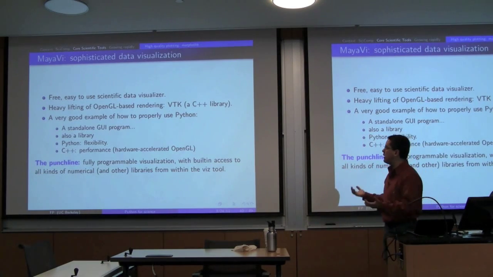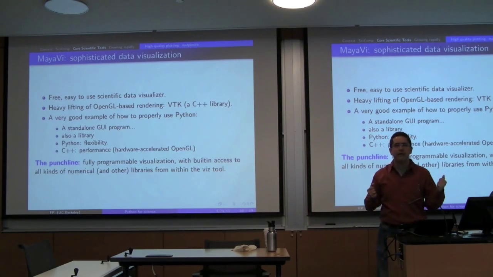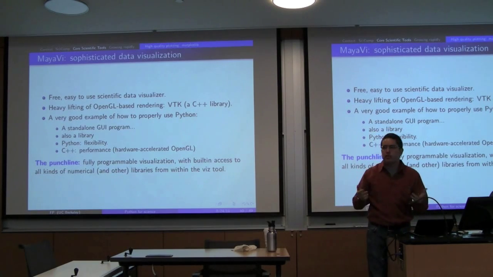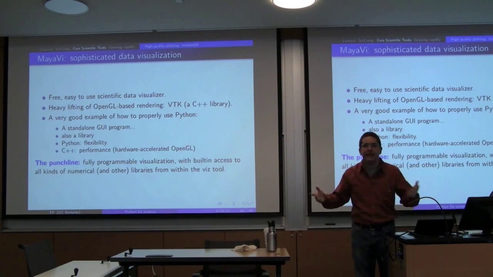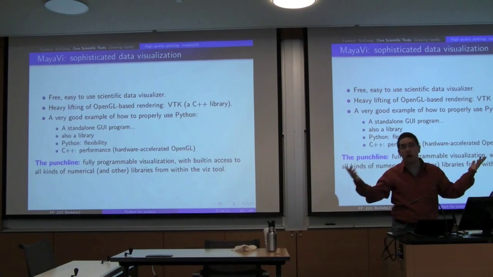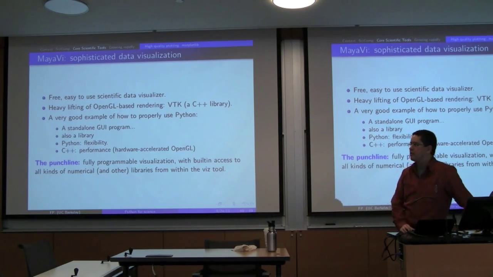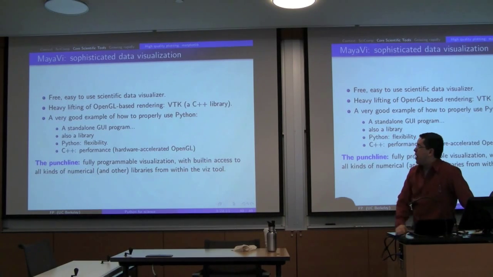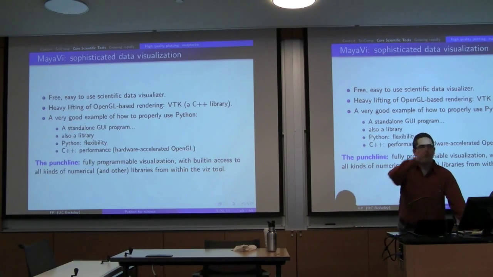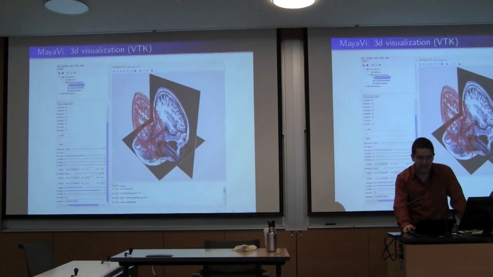In Mayavi, you say mlab.surf(x, y, z), and you get it. And z is either an array or a callable, and then you evaluate it, and that's it. So it provides the kind of high-level interface to VTK that you would want to use. Python allows you to, the menus are defined in Python, so you can extend it.